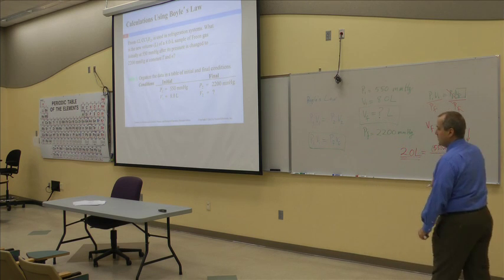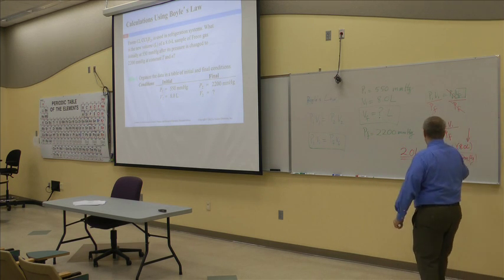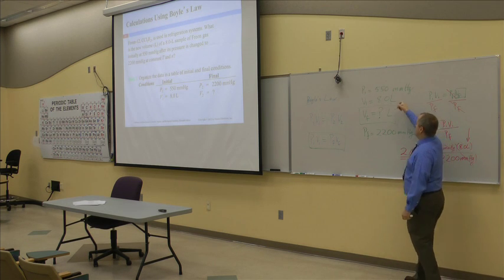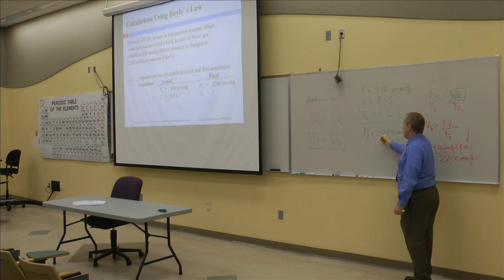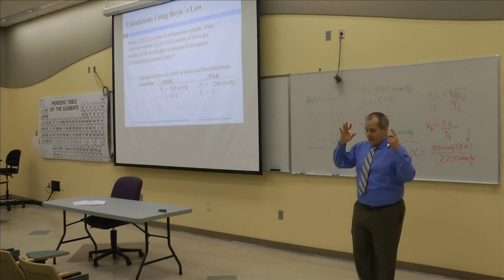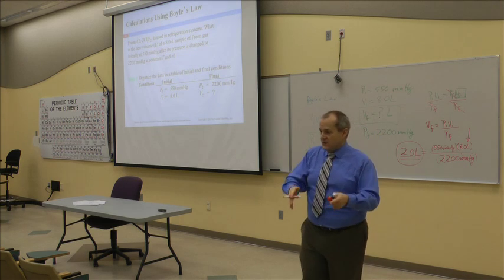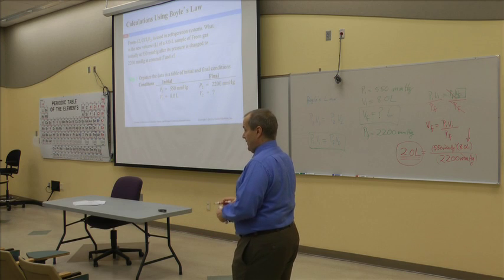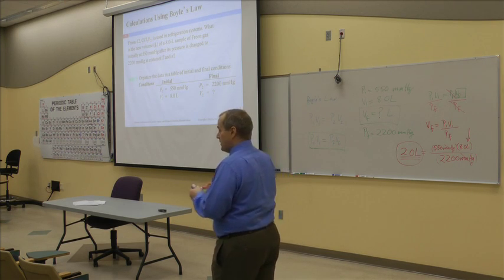2.0 liters. So, we have the unit that we need. We have a volume unit, which is a good thing. And we've gone from a low pressure to a high pressure, and the volume went down. I have very high confidence in this answer because it's logical and the units work. Get what I'm doing? Okay, pretty straightforward?